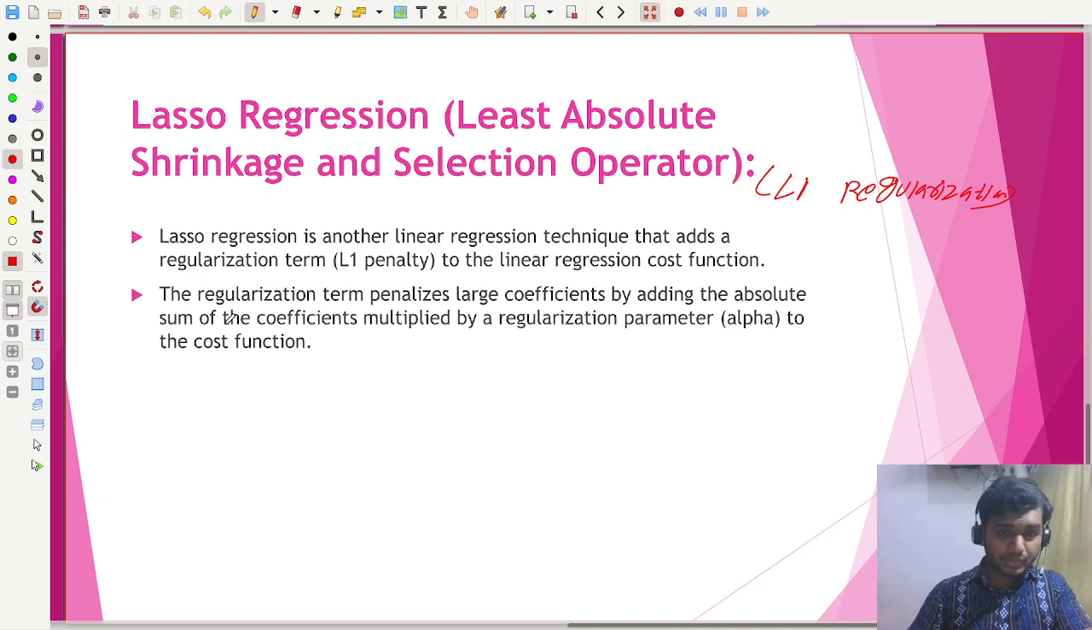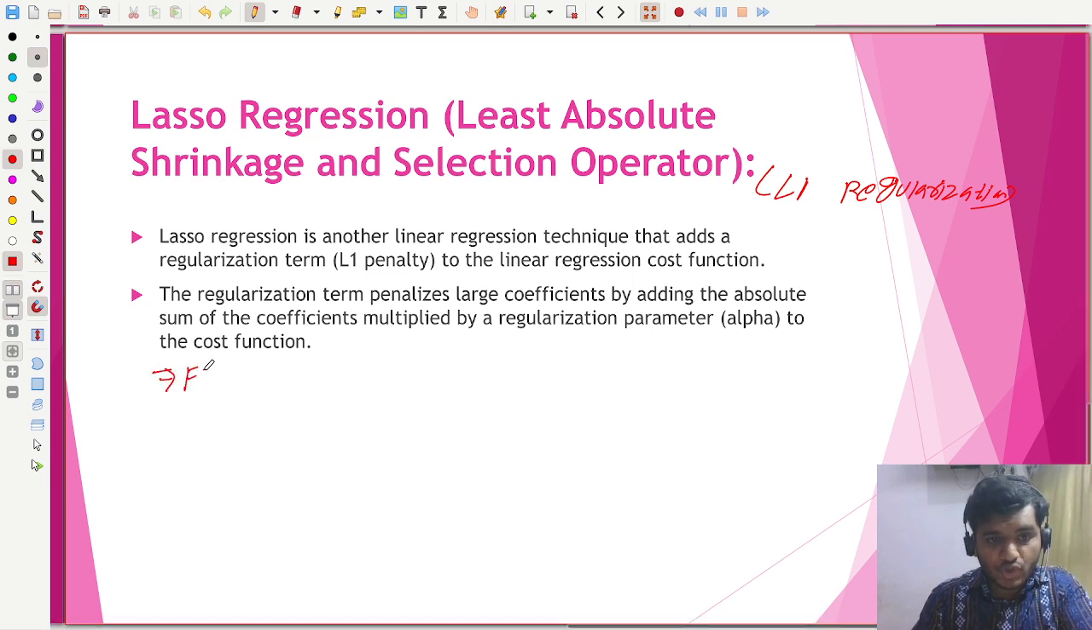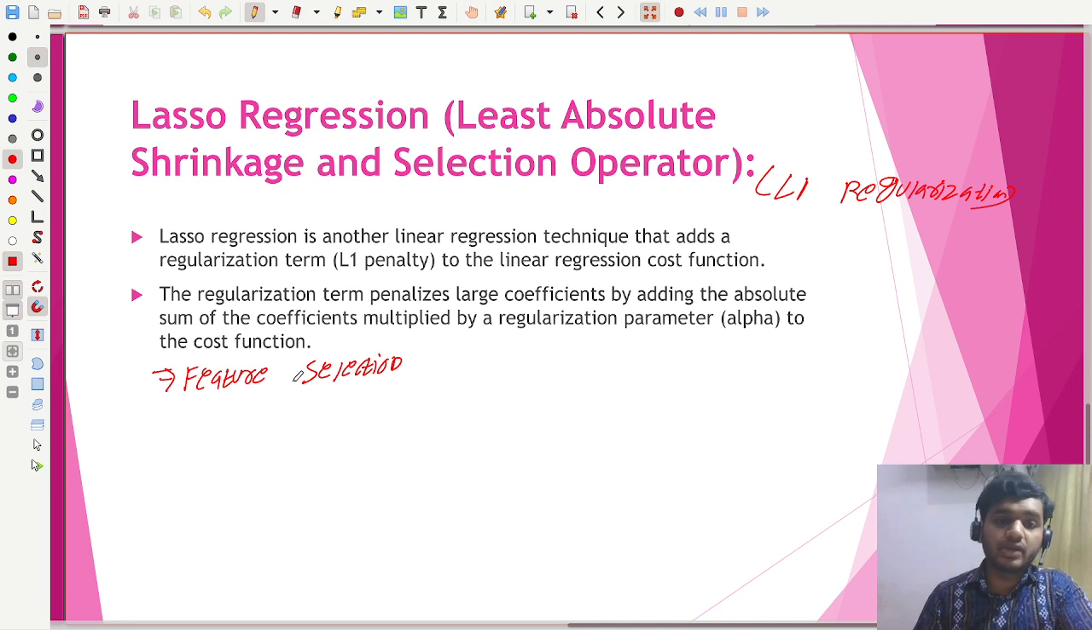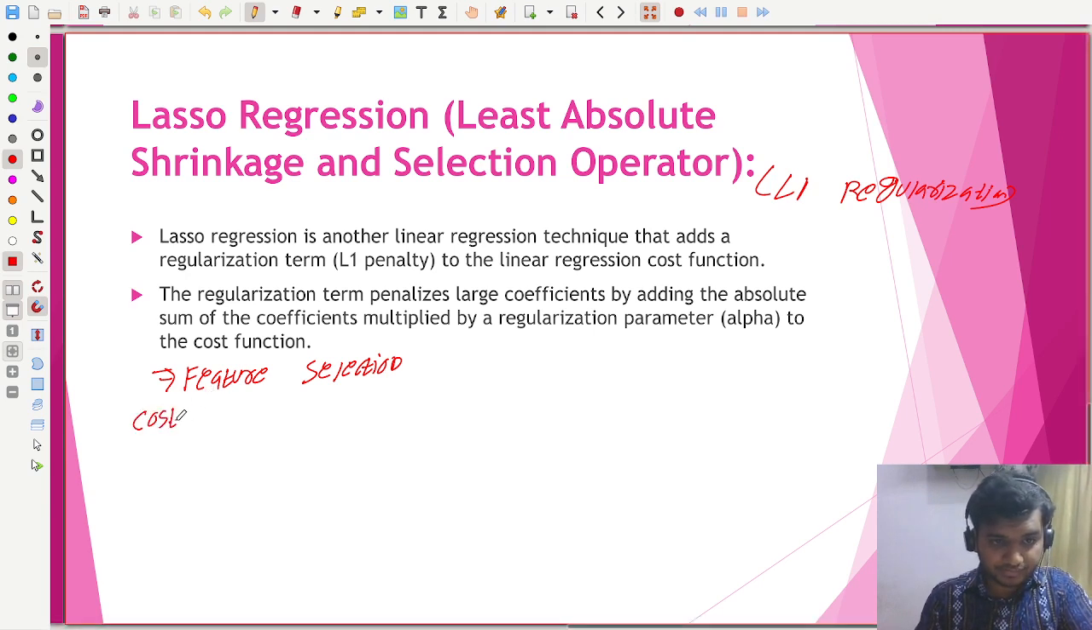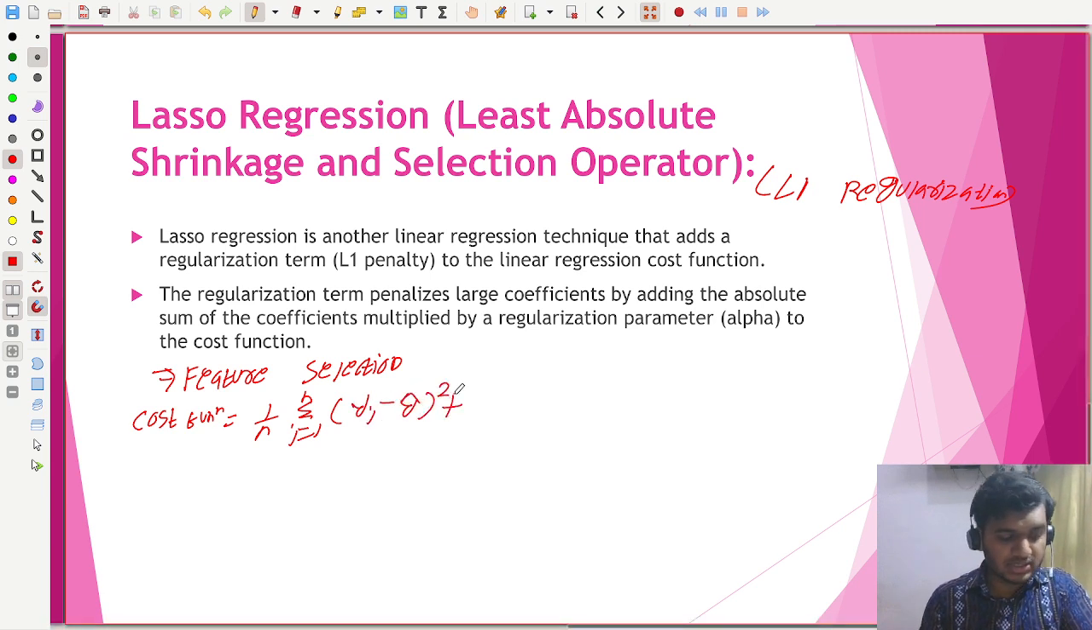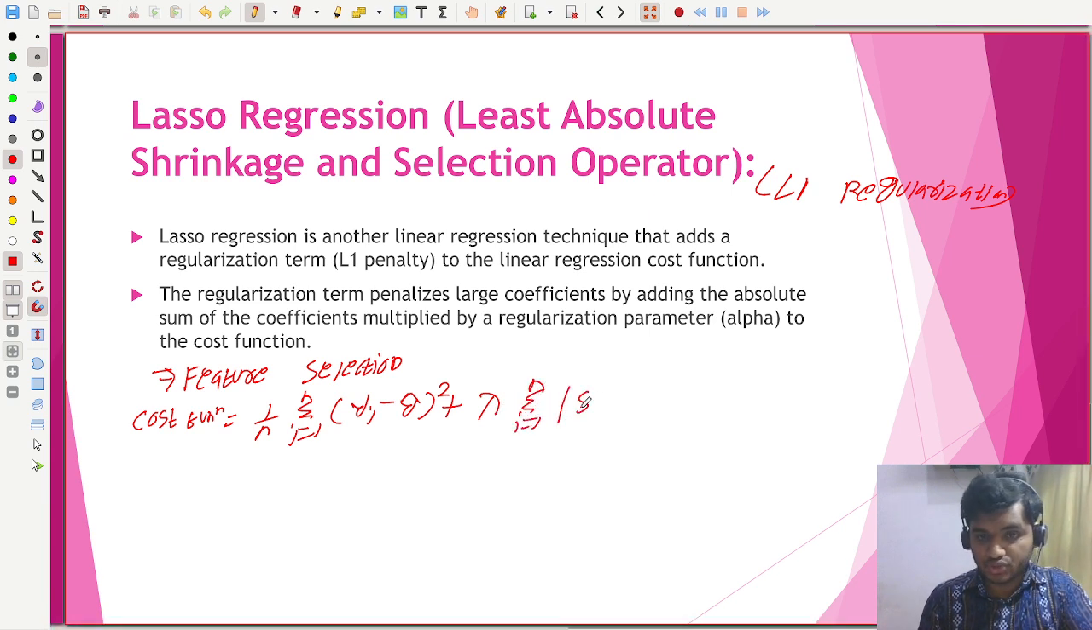So here you notice, and generally it is used for feature selection. L2 regularization is used to reduce overfitting, and L1 regularization is used for feature selection. And the cost function is 1 by n summation i equal to 1 to n, that is the formula for mean square error, plus lambda into summation i equal to 1 to n, that is slope.